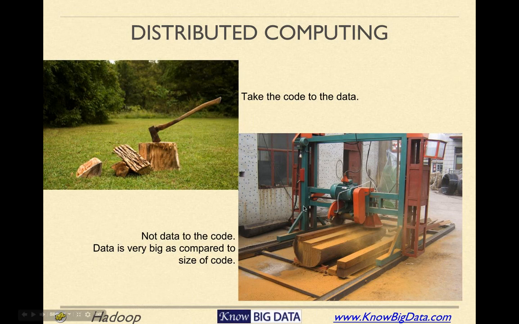Why? Because data is really huge and it doesn't make sense to carry the data for the code. For example, when we did our normal programming, what we used to do is connect to the database, bring the data, churn it, and then put it back. That's like bringing data to the code, which is like bringing a huge log to the axe. Okay, so one of the important aspects of distributed computing is to bring code to the data rather than carrying the data.